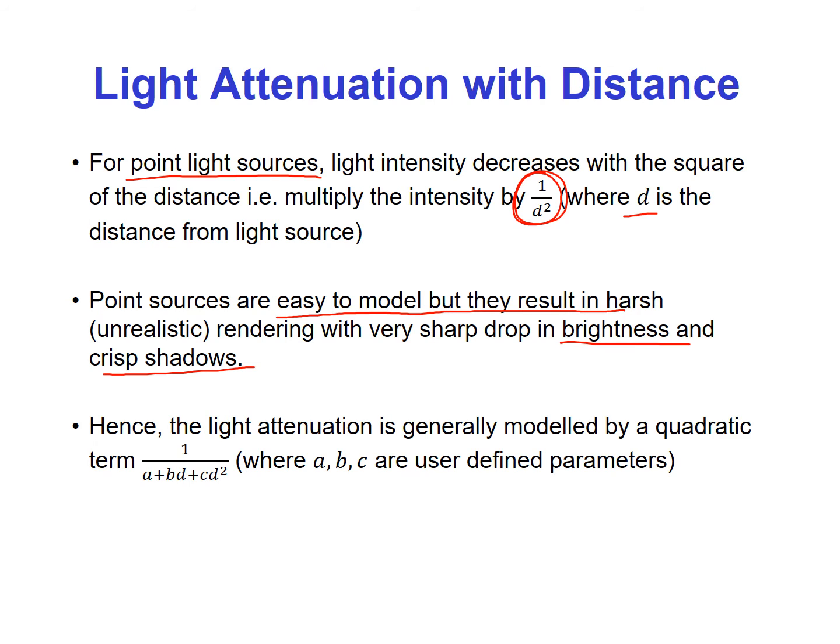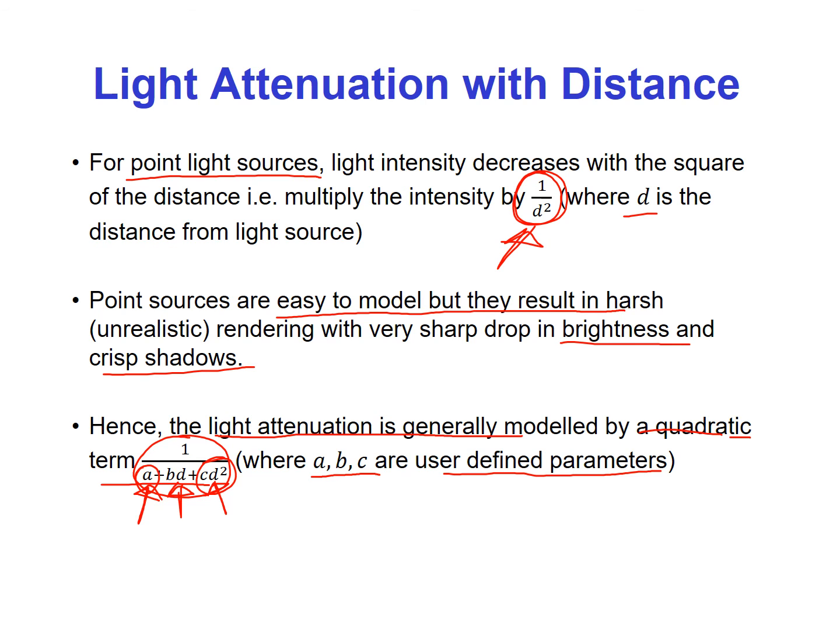In the real world, this doesn't happen like this because we have multiple light sources. Hence, we perform the attenuation in a quadratic way like this, using a quadratic term which is 1 divided by a plus bd plus cd squared. So we have a linear term of d, we have a squared term of d, and we also have a fixed constant value that we divide 1 by. The a, b, c values are user defined, so we can set the light attenuation to be harsh or slow. We can set a and b equal to 0 and c equal to 1 to achieve this type of attenuation.